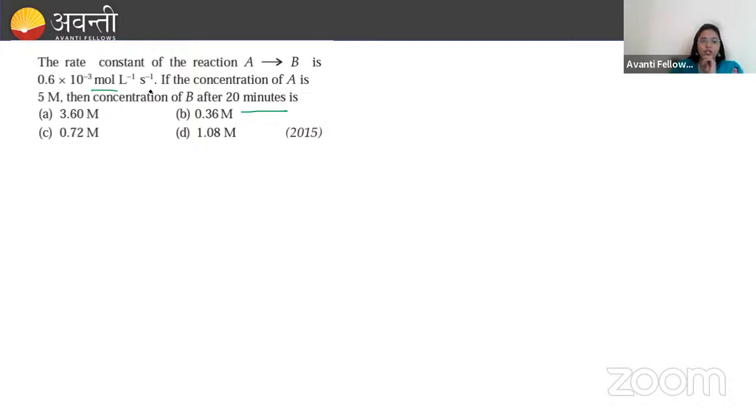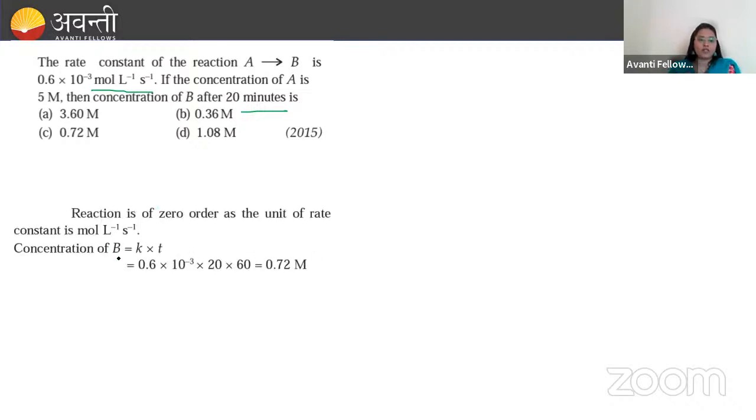Why? Observe the unit of rate constant, it is mole per liter per second. So that's why this reaction is zero order. So for this reaction we need to calculate what? The concentration is given, we need to calculate the concentration at 20 minutes. So what will be the concentration at 20 minutes? Multiply the rate constant with the time, you will get the concentration 0.72 molar. Any doubt in this? Okay, let's move on to the next problem. Concentration of B after 20 minutes is, concentration of A was given.